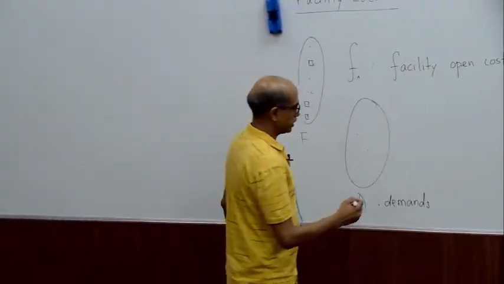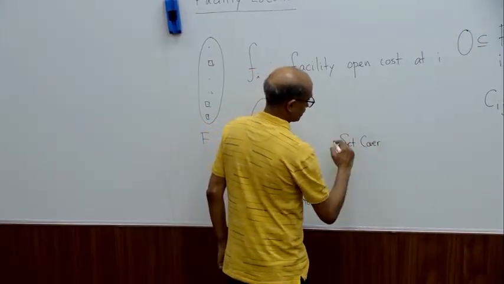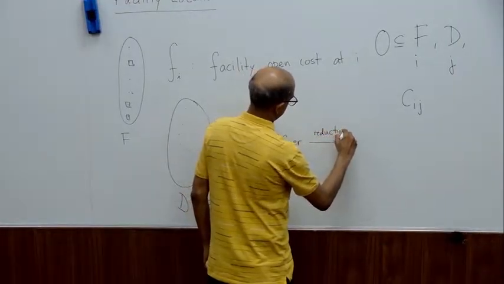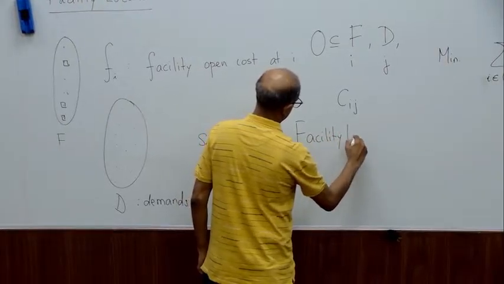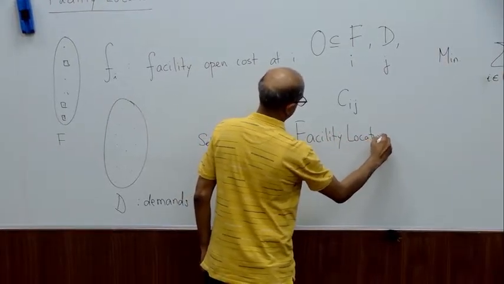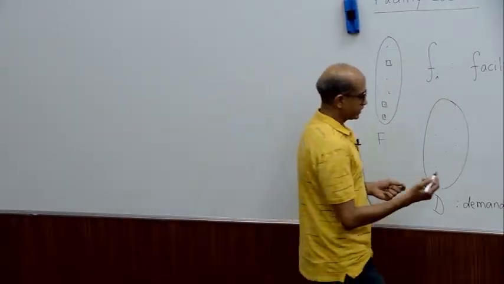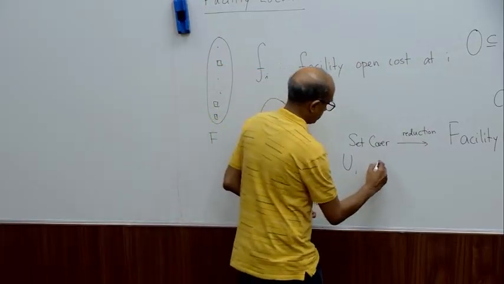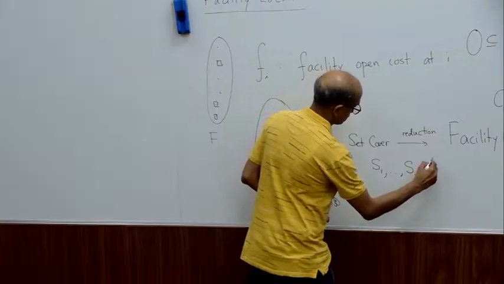But let me show you why set cover can be thought of as facility location. So for set cover, I want to give a reduction to facility location. Okay, so far so good. What is set cover? Remember, in set cover you are given some set of elements U, and you are given a collection of m subsets of U.